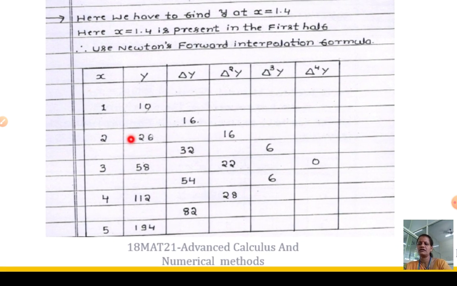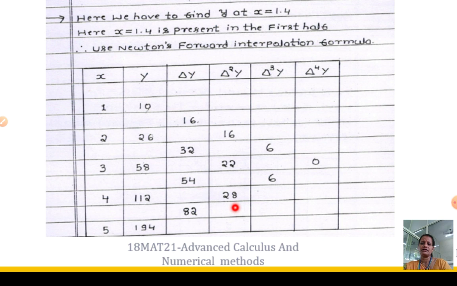You can observe here x is taken like this and y is taken as 10, 26, 58, 112 and 194. Then del y, del square y, del cube y, del power 4 y, until we get 0 or the same numbers. So let us take what del y equals. It is 26 minus 10, which is 16, 58 minus 26, that is 32, 112 minus 58, that is 54, 194 minus 112, that is 82.